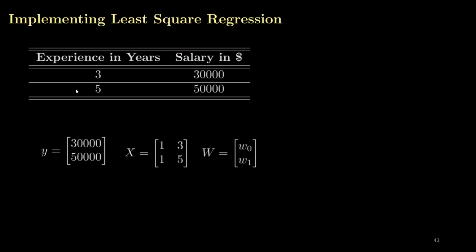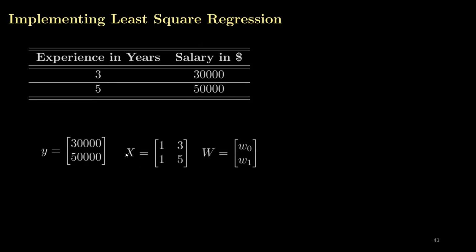Now we know that in order to implement least square method, or in order to solve a problem using least square regression, we need to construct three matrices. That is Y matrix, X matrix, and W matrix. So Y matrix is the matrix of target variable. So my Y matrix will be obtained from this column. It has two values, 30,000 and 50,000.